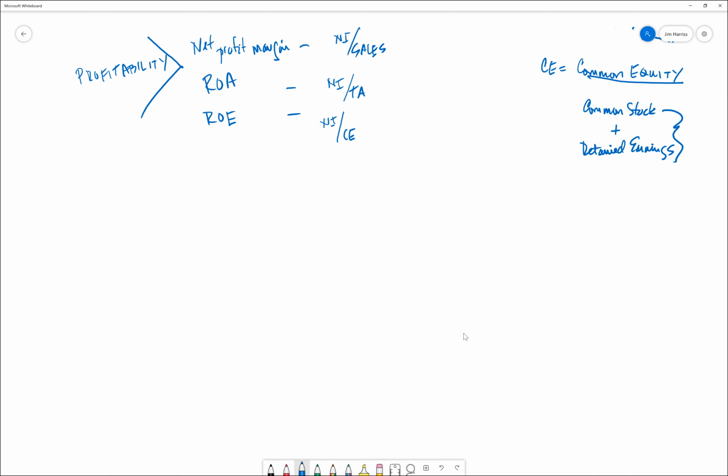Okay, but if you think about it, if you just calculated ROA and compared it to your competitors or your peer groups, and yours was lower than theirs, would it tell you why? And the answer to that is no. So what we're going to do is something called decomposition. Another name for it is DuPont analysis.